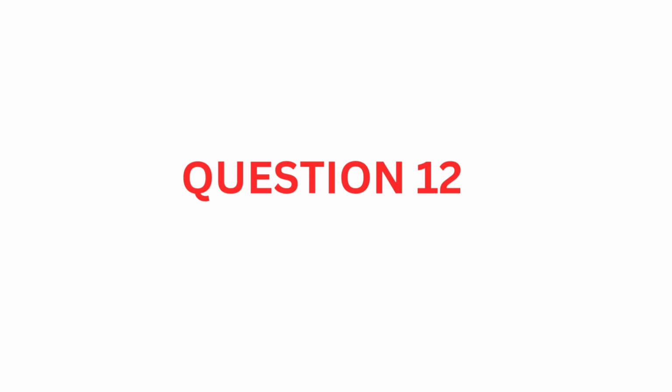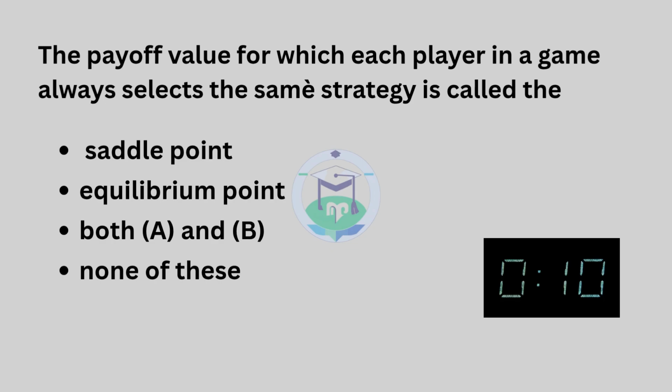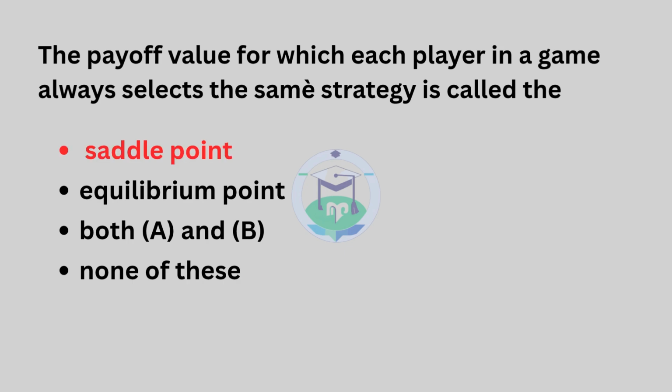Question number 12. The payoff value for which each player in a game always selects the same strategy is called they. The answer is option 1, saddle point.